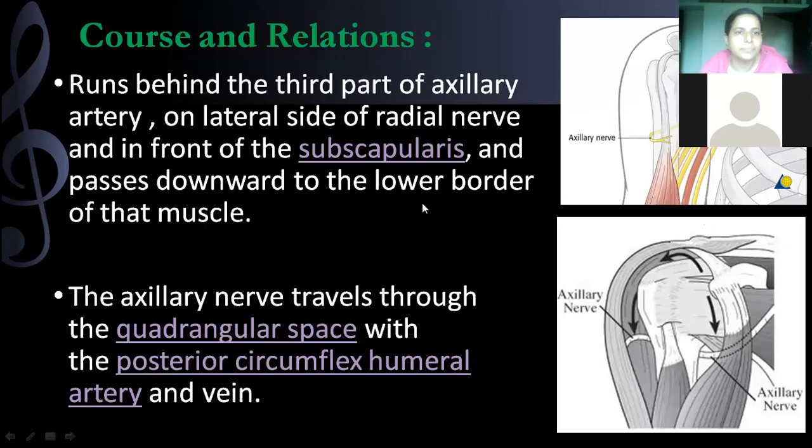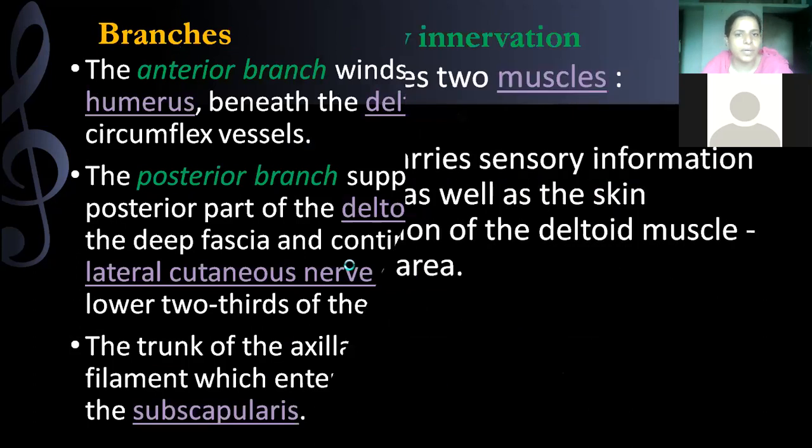Okay, then now the course and relations are, it runs behind the third part of the axillary artery, on the lateral side of radial nerve and in front of the subscapularis muscle. So this one is axillary nerve. It passes downwards to the lower border of subscapularis muscle. So axillary nerve travels through quadrangular space. We will study triangular and quadrangular spaces. I'll show you now.